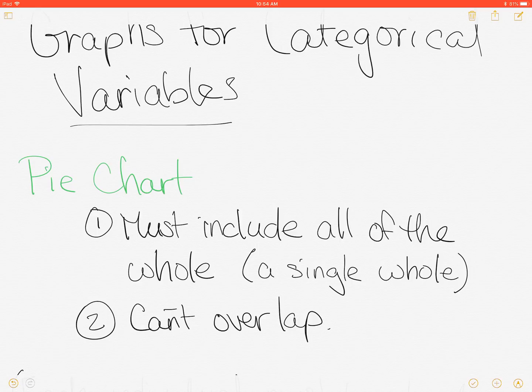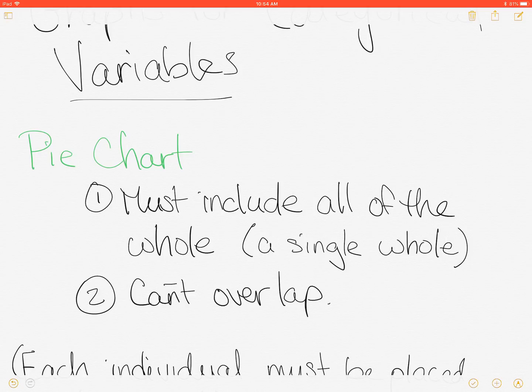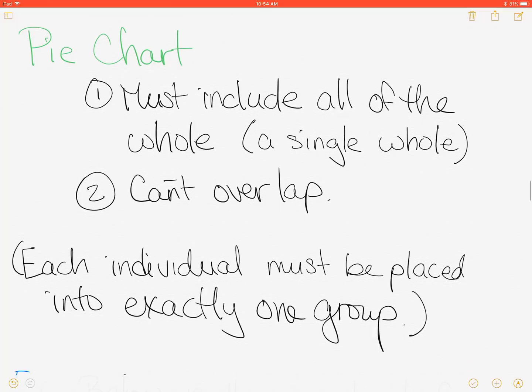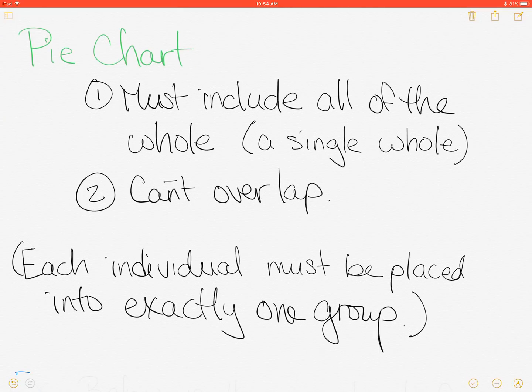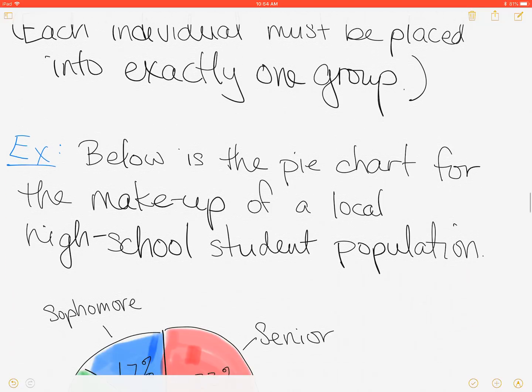Also, they need to all be of a single whole. You can't have some people from one whole and some people from another. And rule number 2, your different groups can't overlap. You can't have some people in 2 different groups. So basically, these 2 ideas come down to each individual must be placed into exactly one group. So let's look at an example.